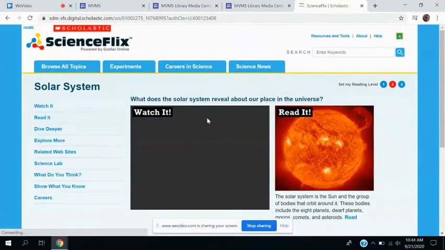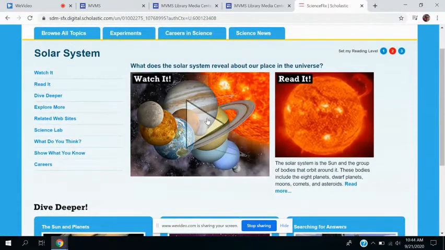And we'll explore. Now, each unit is set up the same way. So this unit looks like all the other units. They all have the same components. They have to watch it, read it, dive deeper, explore more, related websites, science lab, what do you think, show what you know, and careers. And that's really great because once you've been on one unit, you'll know what to expect for all the others.